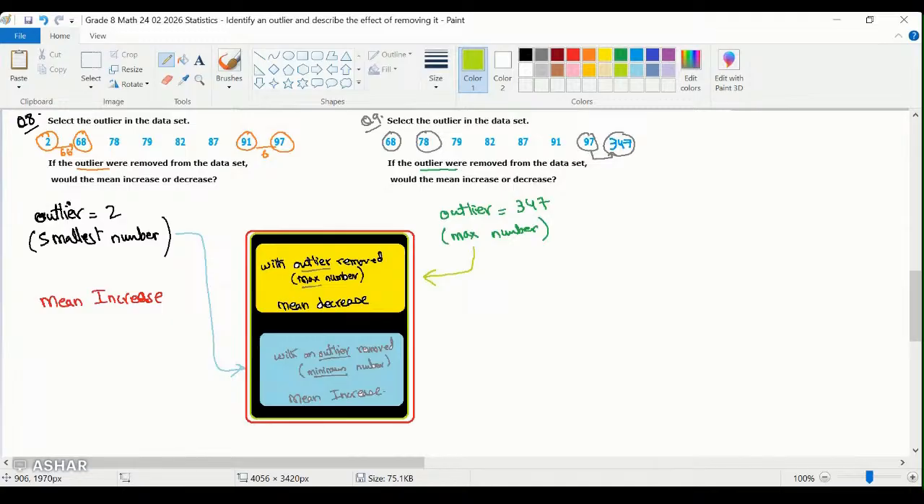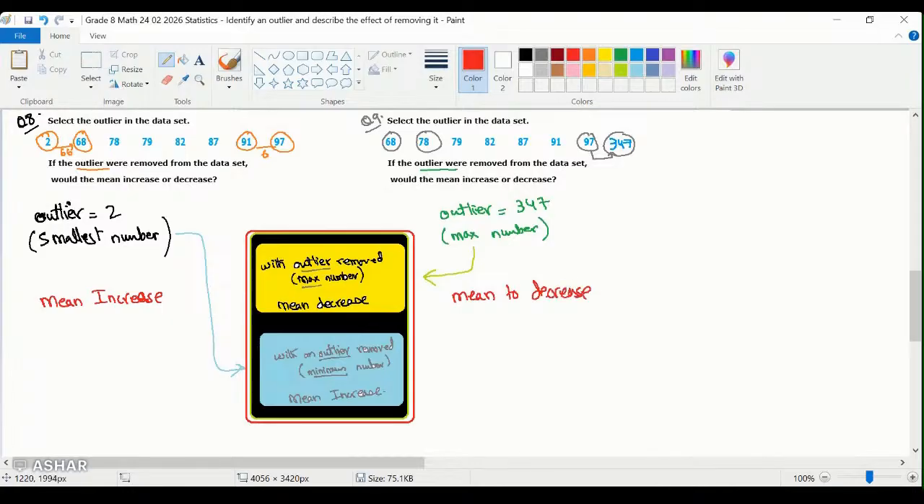For question number 8, the outlier was the minimum. It's the reverse of each other, vice versa. When the outlier is smallest, the mean will increase. When the outlier is greatest and it is removed, it will cause the mean to decrease.